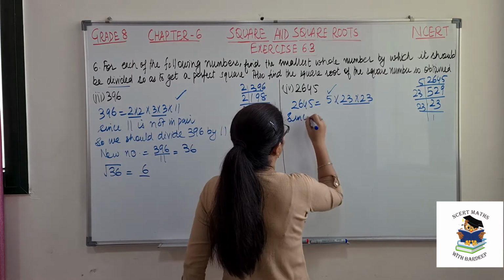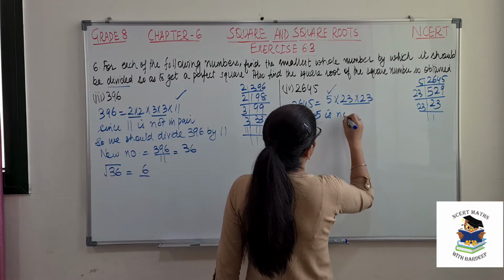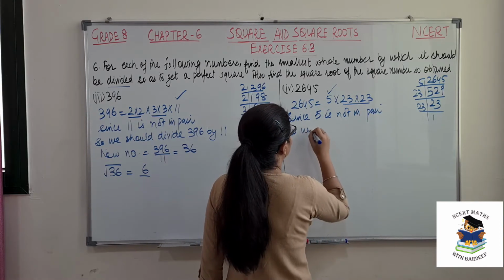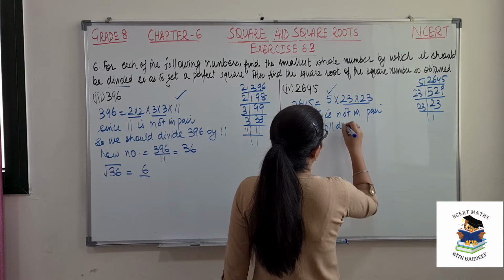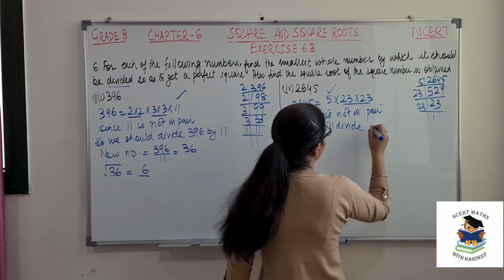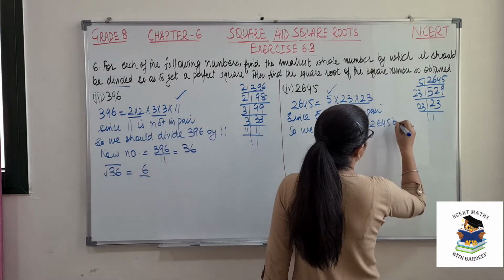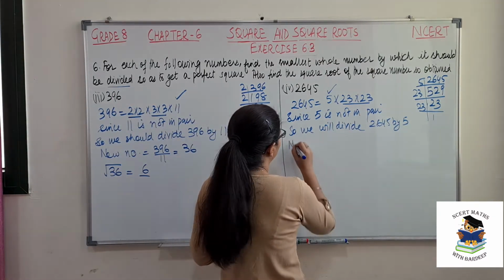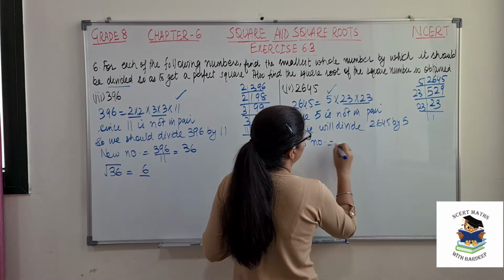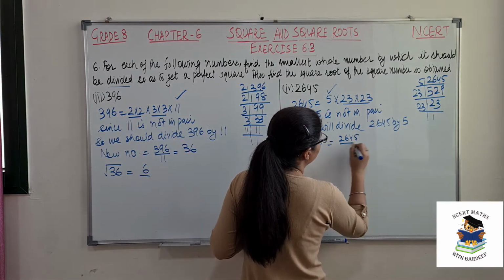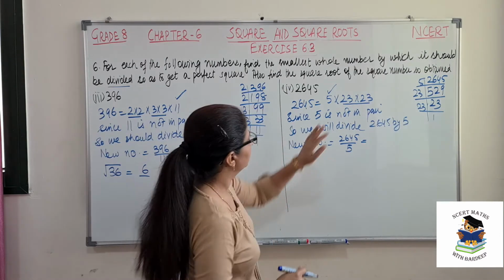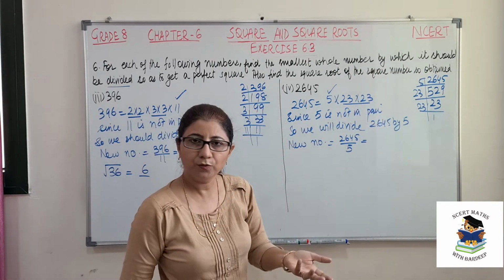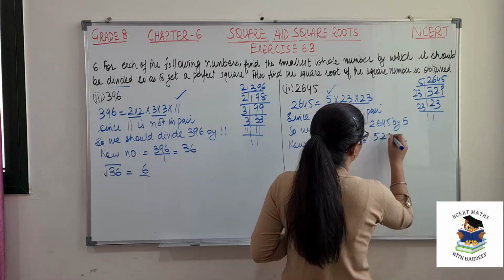Since 5 is not in pair, we will divide, what is the number? 2645 by 5. Okay, so the new number will be 2645 divided by 5. As explained, this 5 will not be here now. So 23 into 23 is 529, so we will write 529.